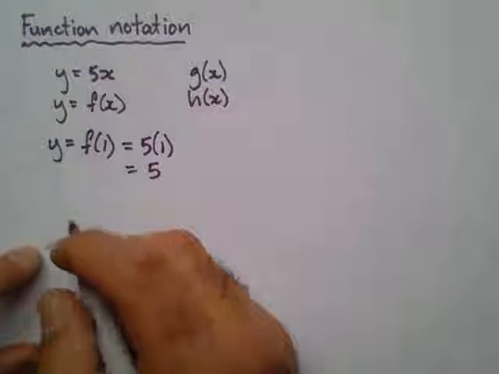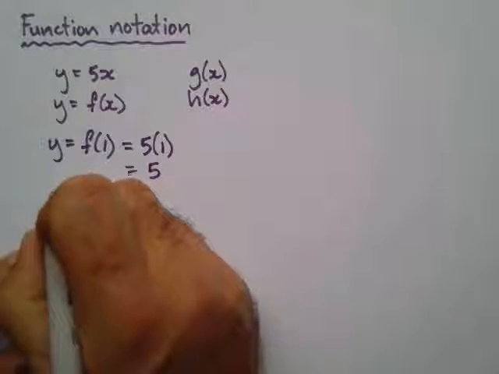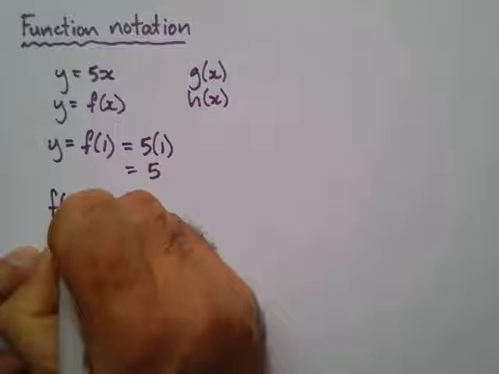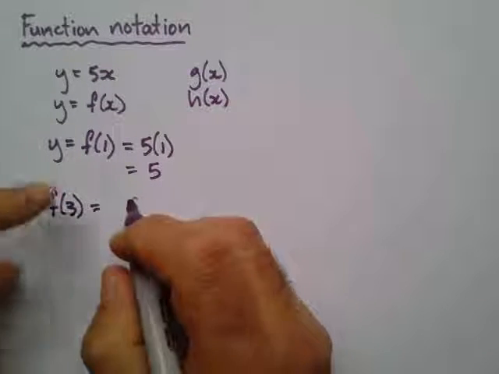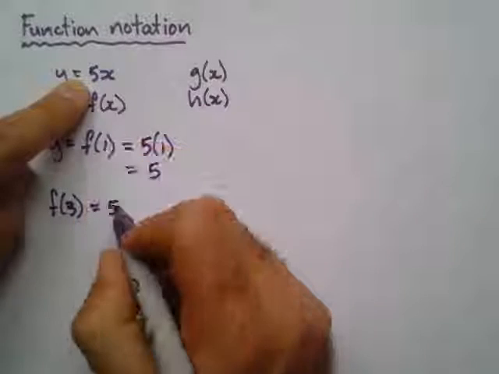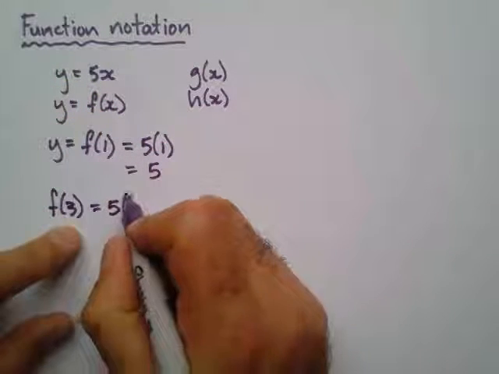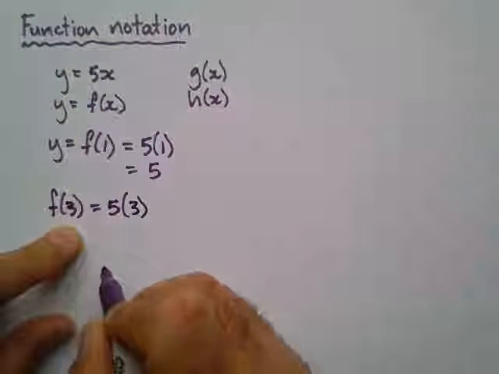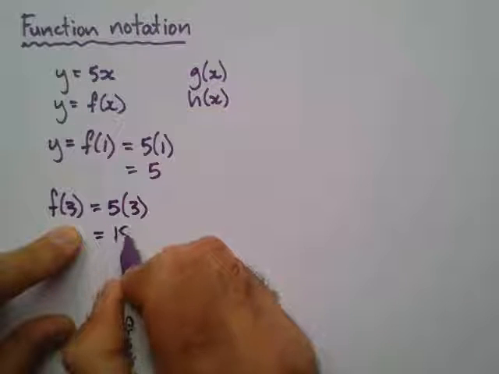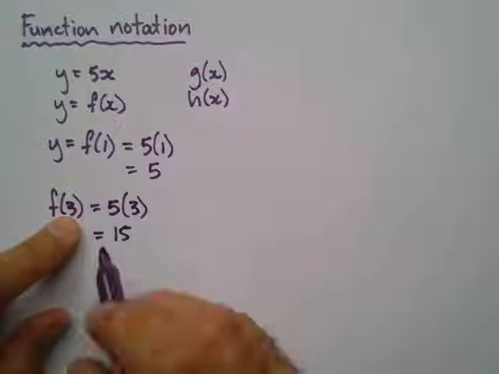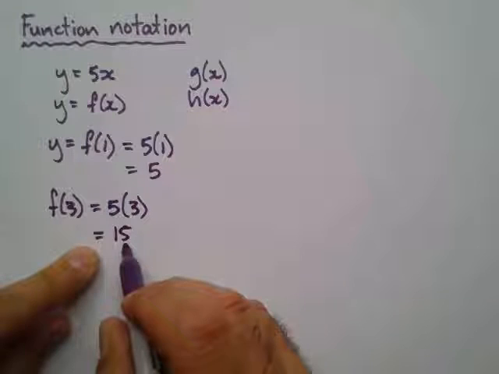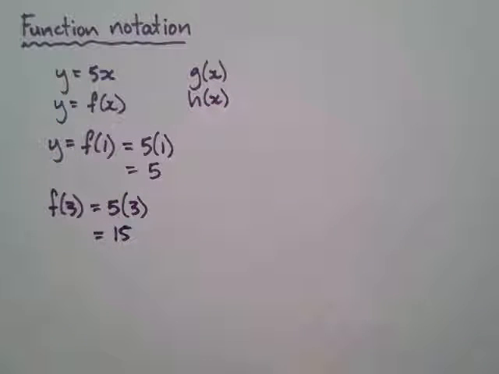Let's see what the function is if x is 3. All we do is substitute, so it's going to be 5. Wherever you had an x, you're going to have a 3. And 5 times 3 is 15. So when x is 3, y is 15, or the function is 15.